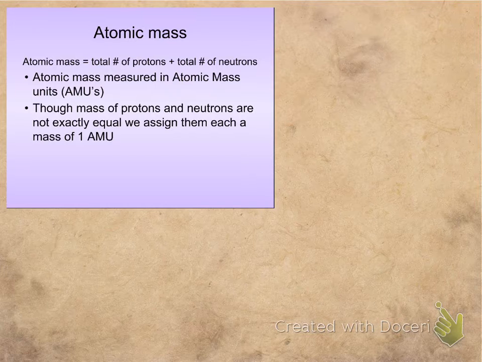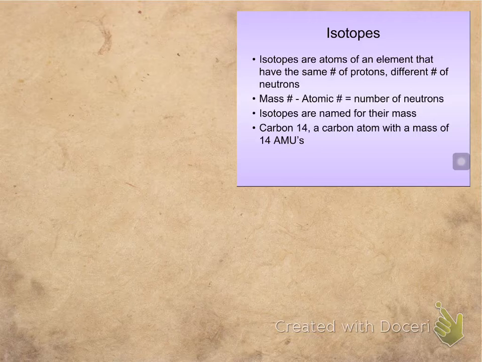This is the part you know, that atomic mass is equal to the total number of protons and the total number of neutrons, because we assign the proton and neutron each a mass of 1 AMU. So 1 proton contributes 1 AMU of mass, 1 neutron contributes 1 AMU of mass. That's easy enough. What you may not have known, or maybe you did, is that not all atoms of a given element have identical masses.